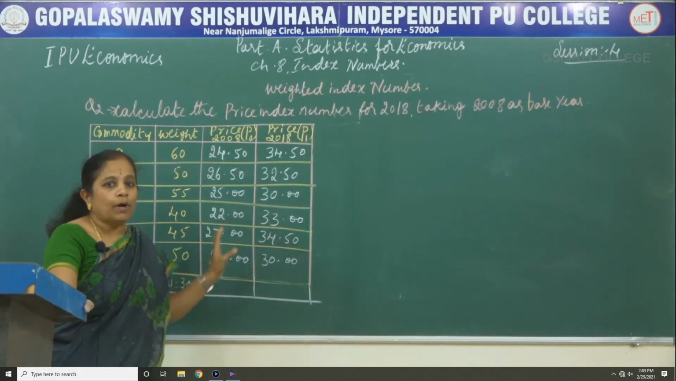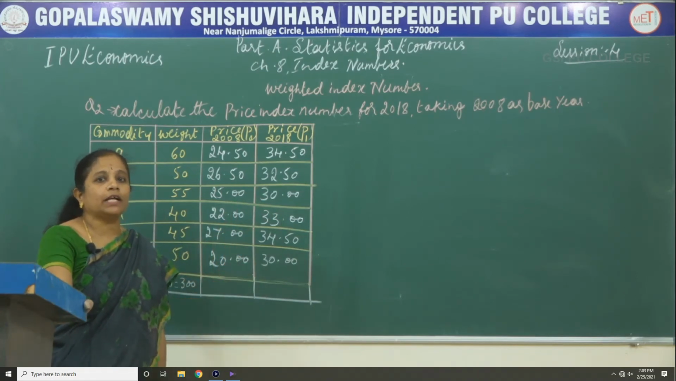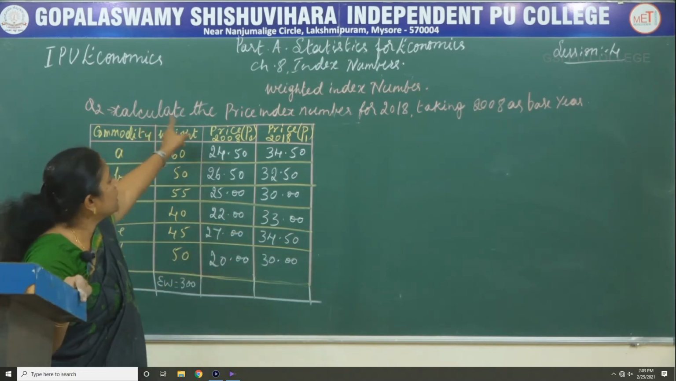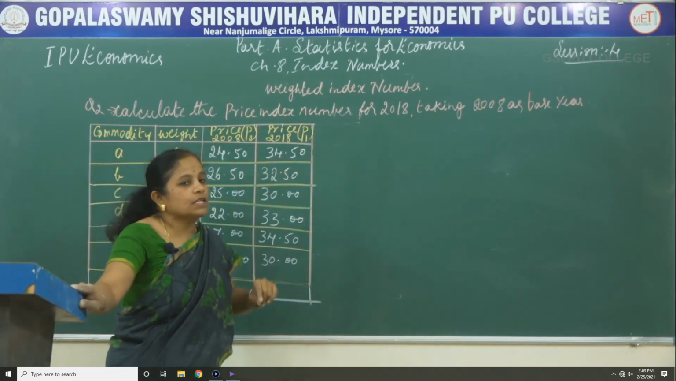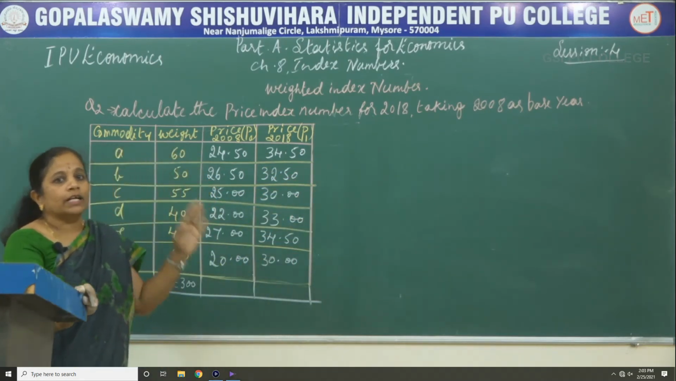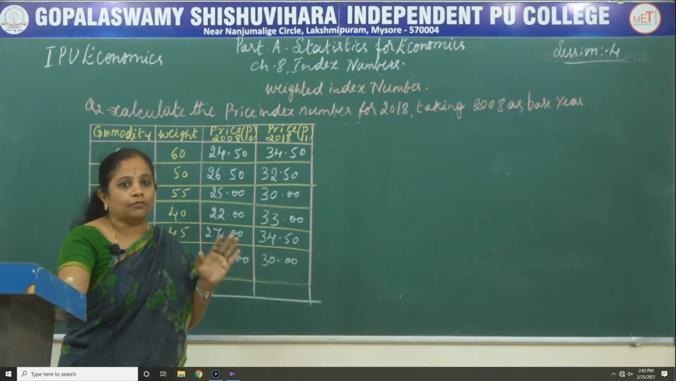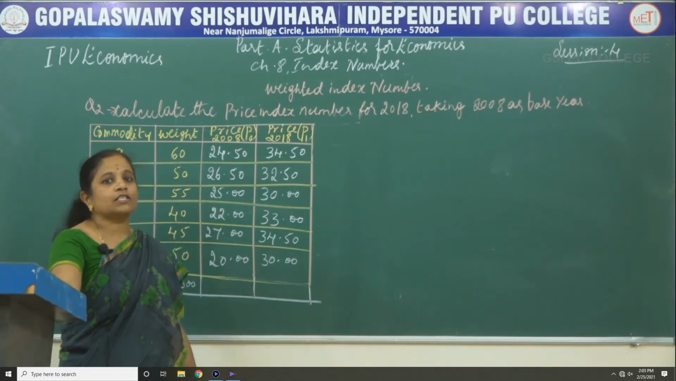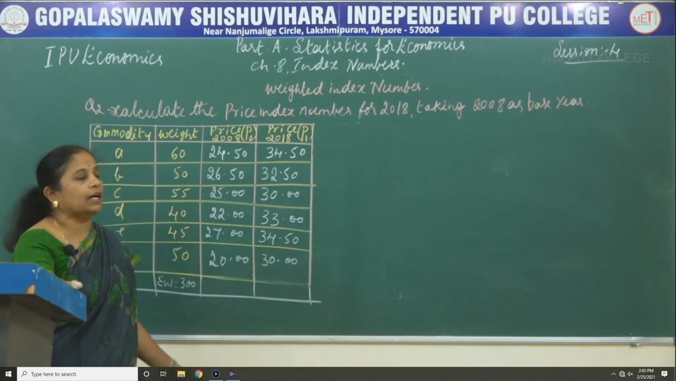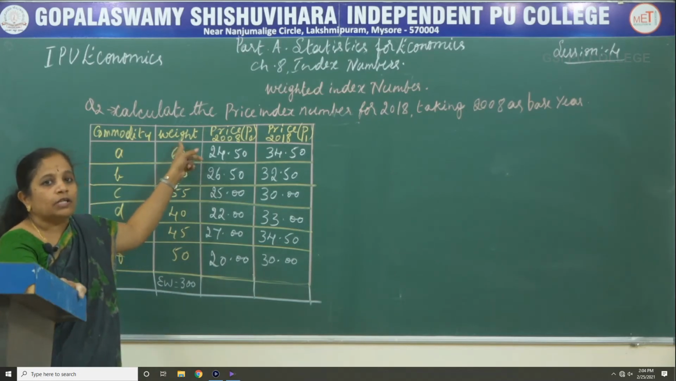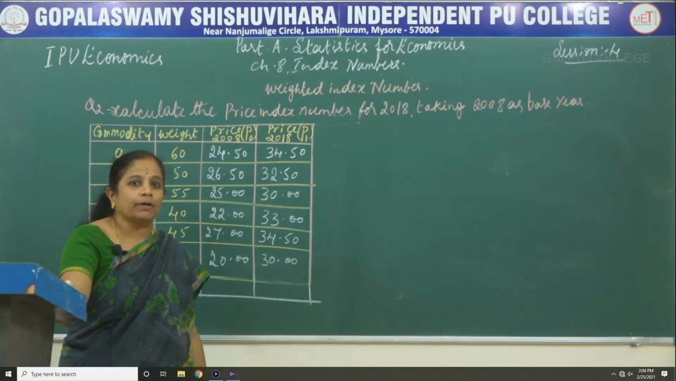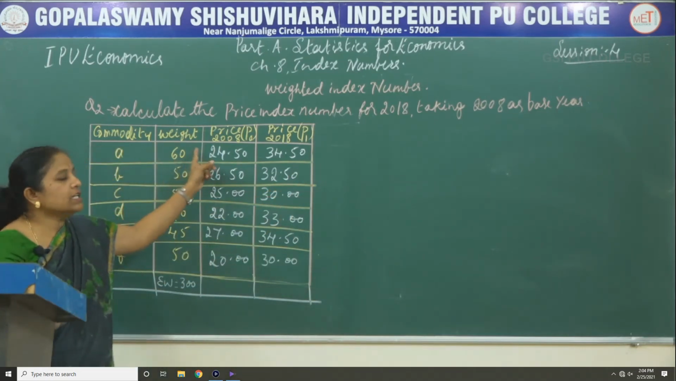Now let us see about the calculation of the weighted index numbers. For that the problem will be like this. Calculate the price index numbers for 2018 taking 2008 as base year. So they did not say anything about the weight of the index number. In the question they did not ask you to calculate the weighted index number, but after reading the problem you should understand that they have given the weights, so they expect the answer for the problem under the weighted index number method. So for that now let us see the problem.